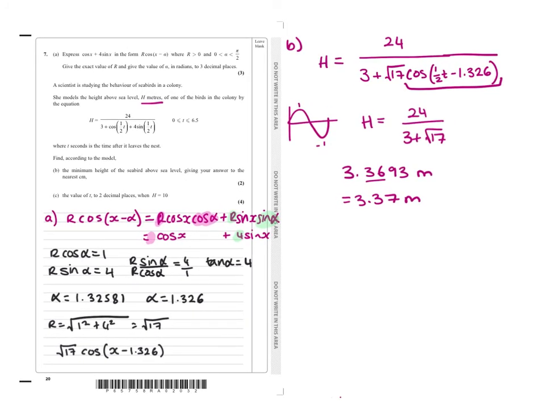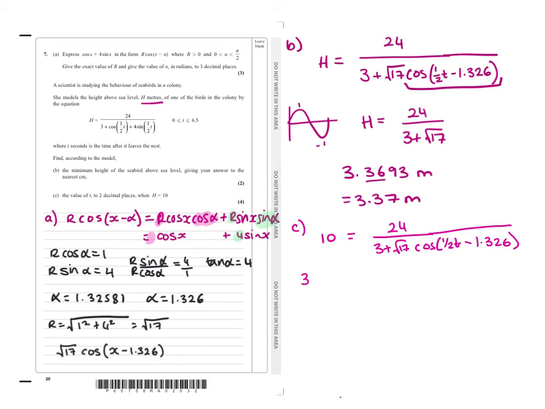And then part C. The value of t to 2 decimal places when h equals 10. So that's nice and easy, because all we've got to do is substitute in: 10 equals 24 over 3 plus root 17 cos(a half t minus 1.326).